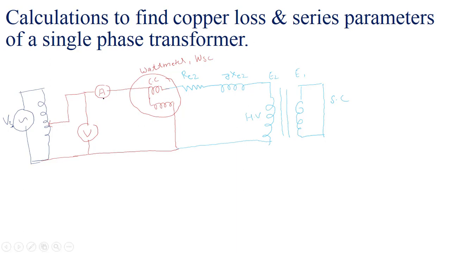How can we find the rated current toward the high voltage side? As we know, the manufacturer describes the rating of the transformer, so V2 times I2 must be equal to the kVA rating of the transformer. As V2 is known, we can easily find the rated I2. So we have to change the auto transformer voltage in such a way that it allows the rated current to flow, which must be equal to I short circuit.